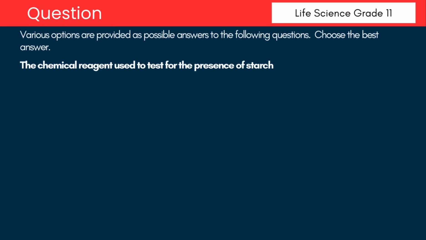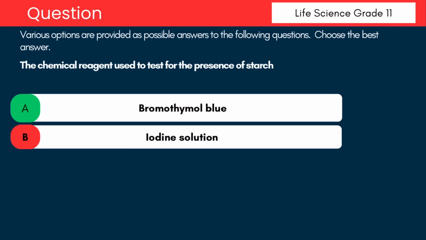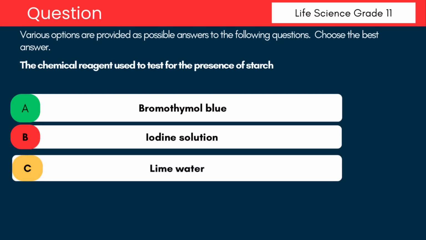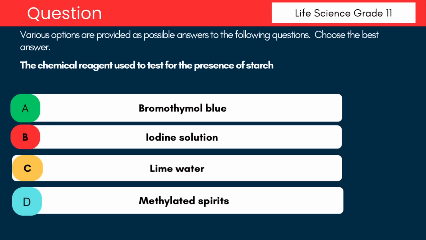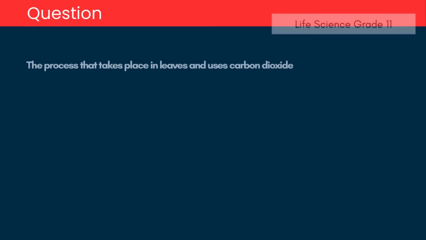Question. The chemical reagent used to test for the presence of starch. A. Bromothymol blue. B. Iodine solution. C. Lime water. D. Methylated spirits. The correct answer is B. Iodine solution. Iodine solution changes from brown to blue-black when starch is present. This color change makes it the standard test for detecting starch.